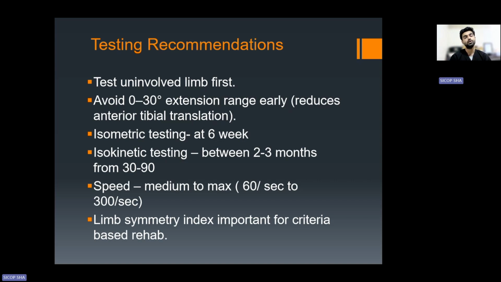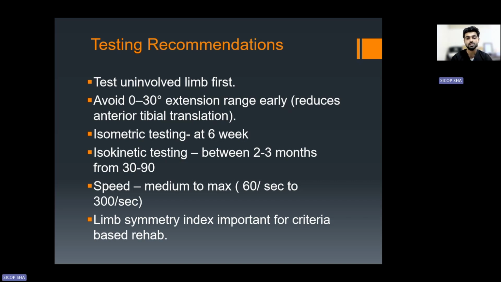Now speed. We already discussed that there are multiple speed variations in the isokinetic unit, starting from 30 degrees per second moving onward to 300 and 500 degrees per second. In the initial phase of the rehabilitation, we should start testing at medium speed. So we should start testing and training an athlete or any patient after ACL reconstruction at 60 degrees per second, 90 degrees per second, and 120 degrees per second. We can gradually increase the speed, but in the initial stage of the rehab, we should take the medium.